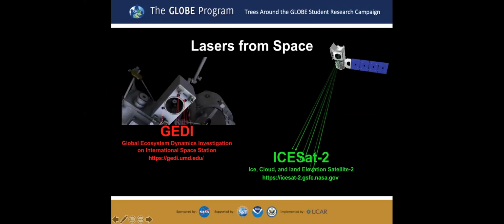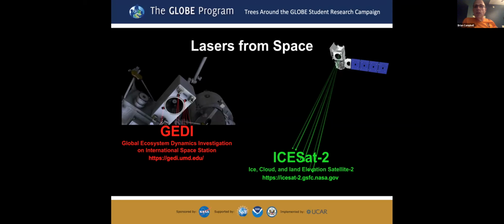All right, so in my breakout session, I'm going to talk to you about comparing ICESat-2 tree height data and the data from the GLOBE program of tree height. But I want to talk to you a little bit about these lasers from space that NASA has put into space. One is called GEDI, the Global Ecosystem Dynamics Investigation. It's on the ISS, and it uses these lasers here to measure the tree canopy at certain latitudes.